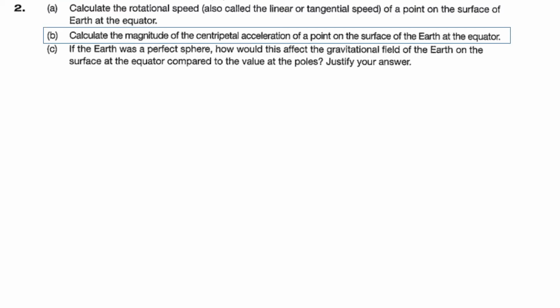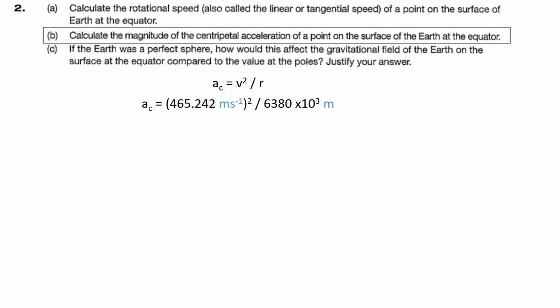Looking now at part B, we're going to calculate the magnitude of the centripetal acceleration of a point at the surface of the Earth, again at the equator. So we're looking at basically what's the acceleration associated with that speed, so how rapidly we're changing direction effectively. We're going to use the formula straight off the formula sheet, which is a_c, that's centripetal acceleration, equals v squared on r.